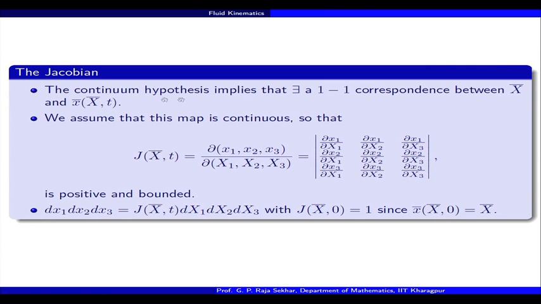Naturally this is nothing but a coordinate transformation. For any coordinate transformation, what you require is the corresponding Jacobian, right. So, that is what we are defining. As per the continuum hypothesis, there exists a one-to-one correspondence between Lagrangian description and Eulerian description. So, we assume that this map is continuous, so that the Jacobian is positive and bounded, and this determinant is non-zero by virtue of this, so that the mapping is invertible and one can play with various descriptions.